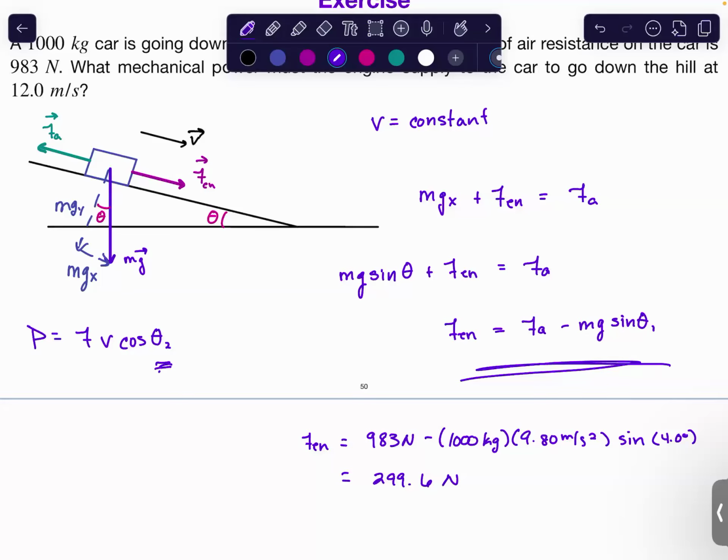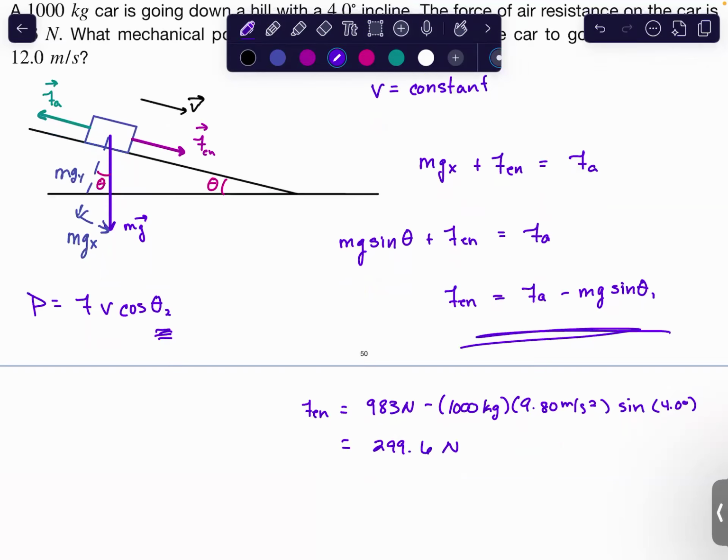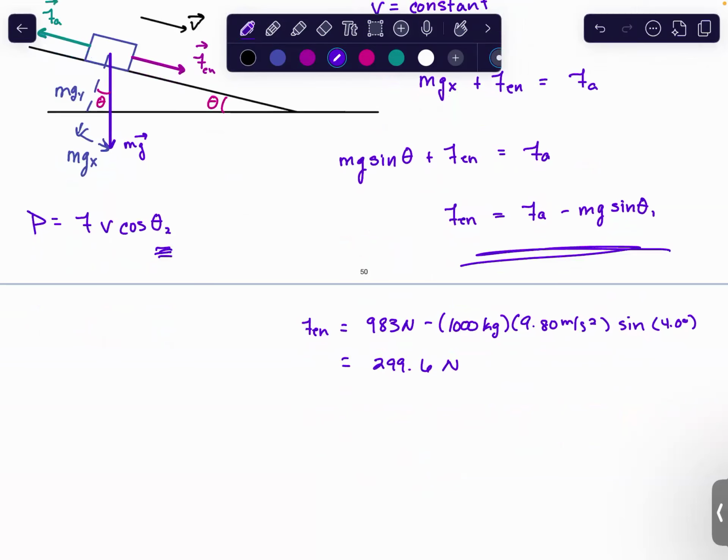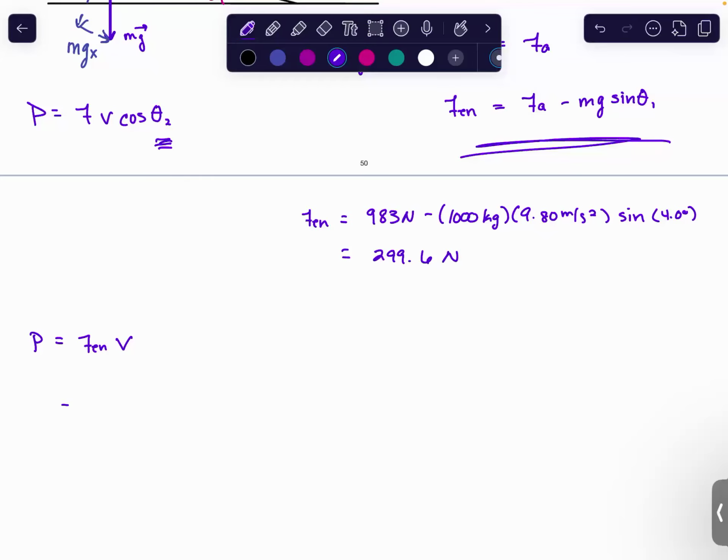This is a different theta. It's 0. Because look, the velocity and the force of the engine are going in the exact same direction. That means cosine of 0 is 1. So that means that the power is the force of the engine times velocity. So when you put your numbers in there, you're gonna get about 3595 watts, or 3.60 kilowatts.